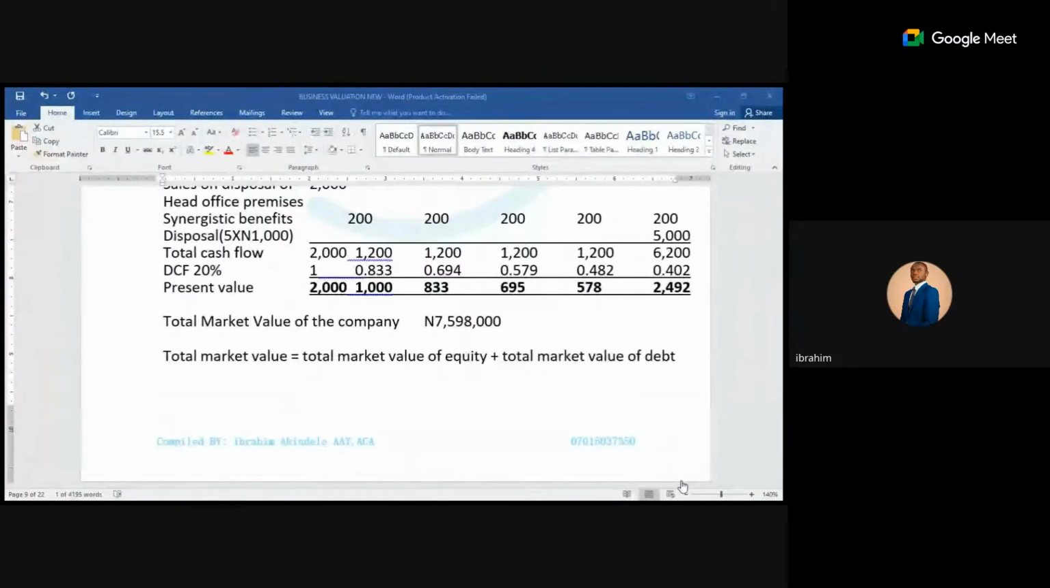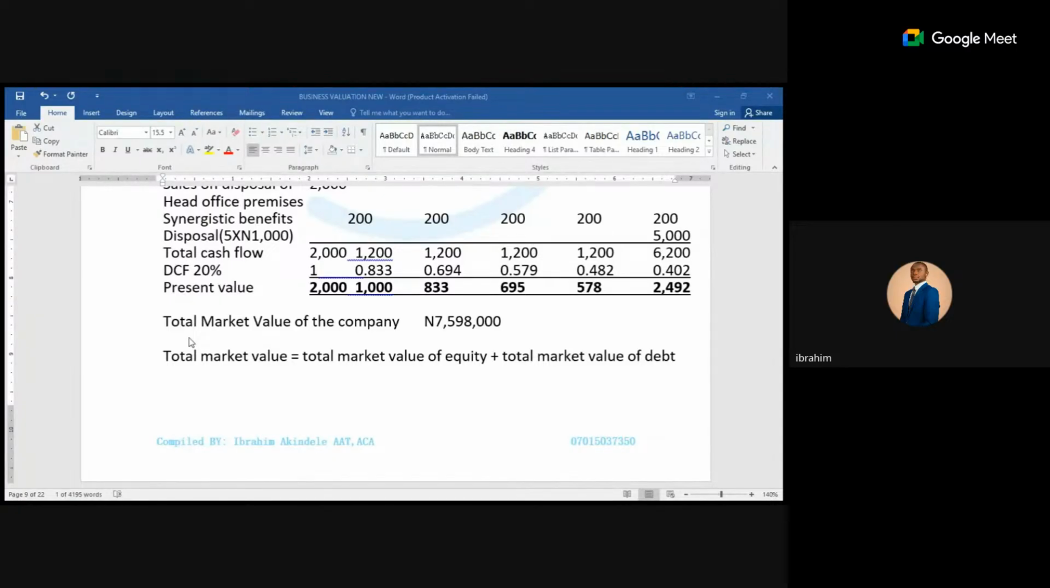Class, are we still together? Now, in a situation whereby you are given the cost of equity, class, pay attention please, the total market value here will just be the total market value of equity, and that will be the maximum price or the maximum value that TK will be paid. We'll leave it like that. And then you were given the cost of equity to discount.